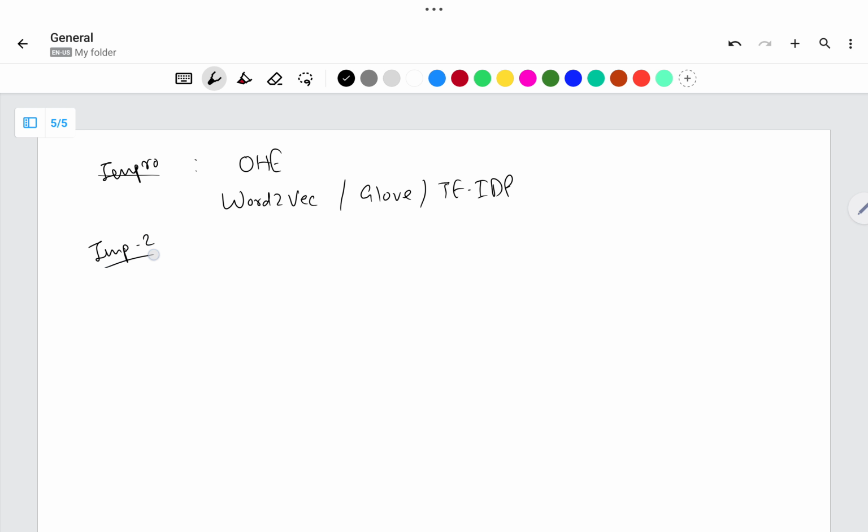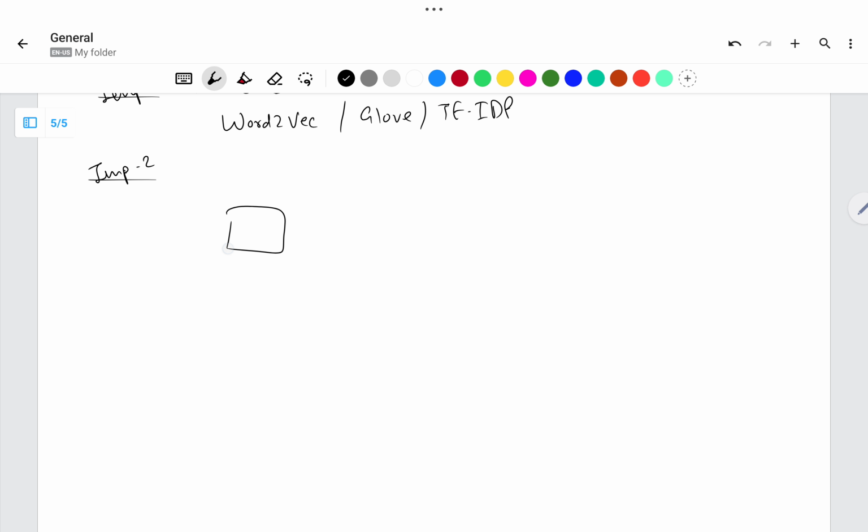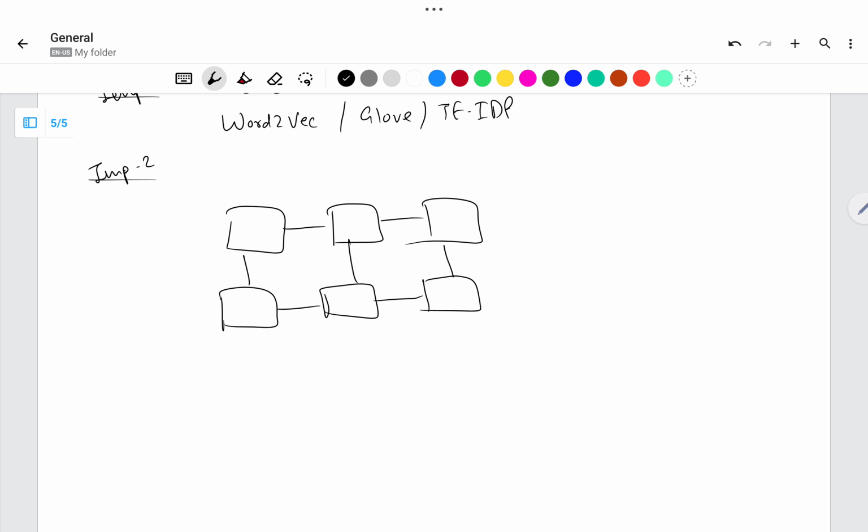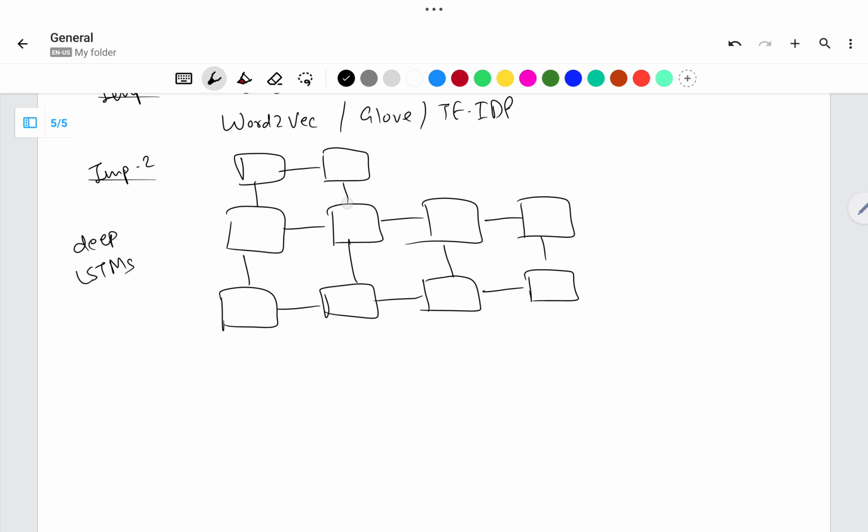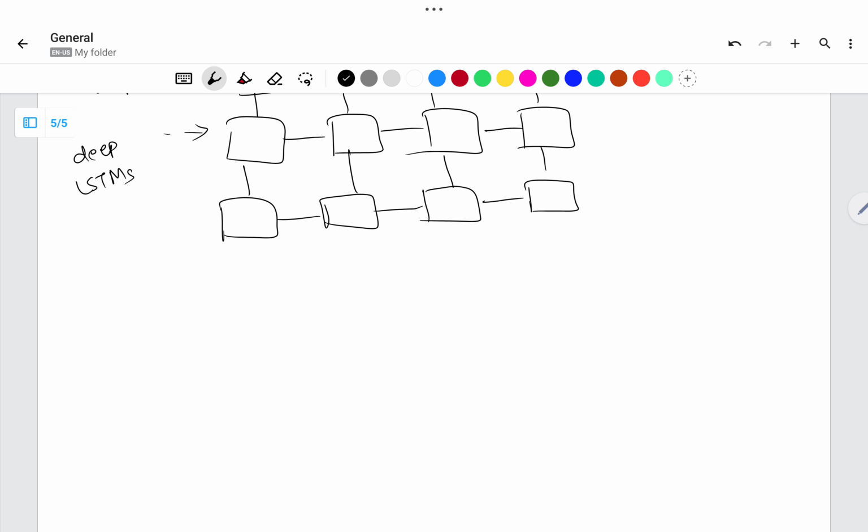Second improvement that we can do is use LSTMs, use multi-layered LSTMs. These are called deep LSTMs. So the output of the words at each time step goes through another layer. In this way, the semantic meaning of the sentence is captured in a better way.